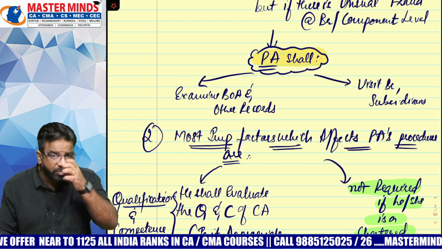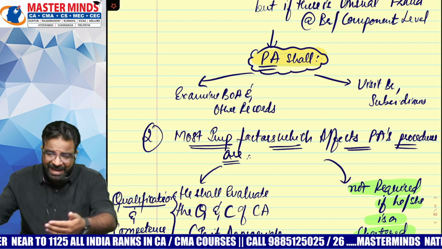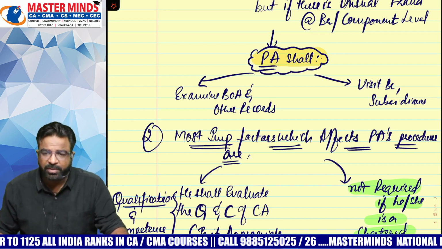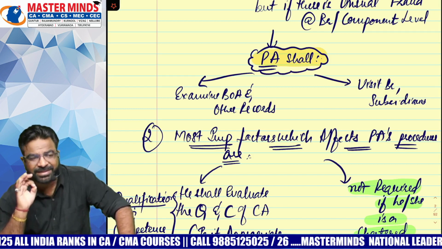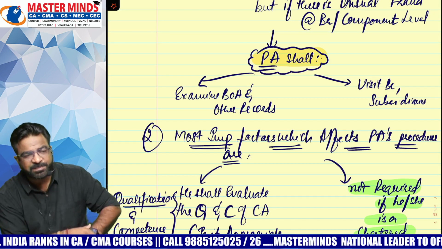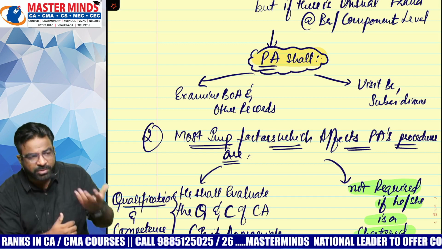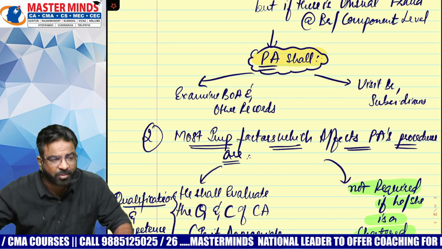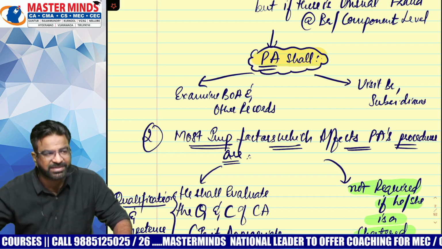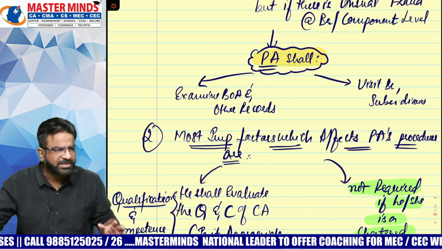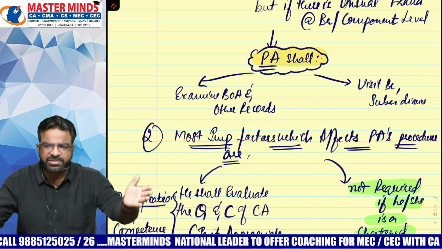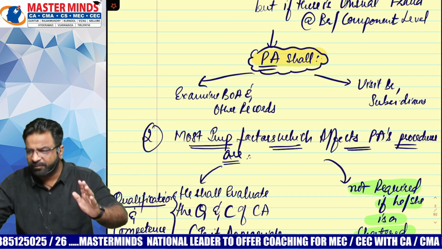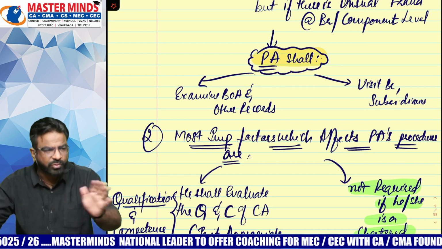Till the time you don't have a suspicion, you can as it is use the work of what? Component auditor, because it is very much clearly said in 600 that the principal auditor should not doubt the competency of the which auditor? Competent auditor, if the competent auditor is a member of ICAI. It's a very simple thing. CA should not downgrade the efficiency of what? Another CA. If you feel like that, then don't do it.